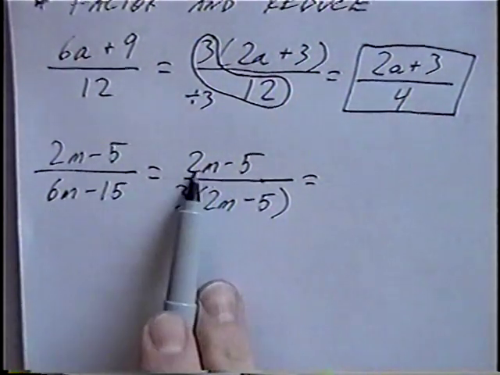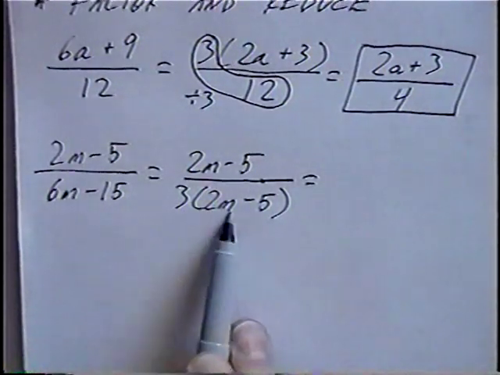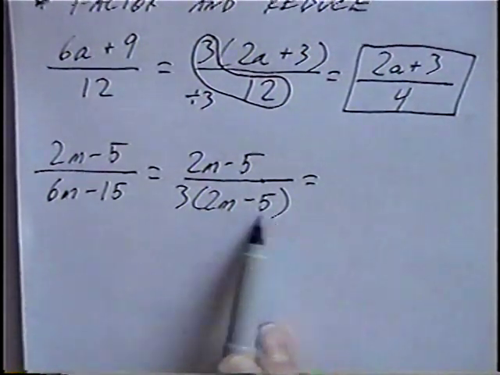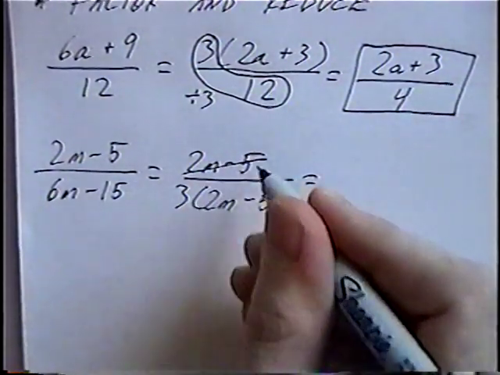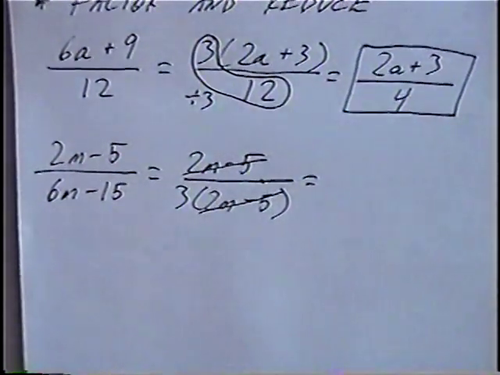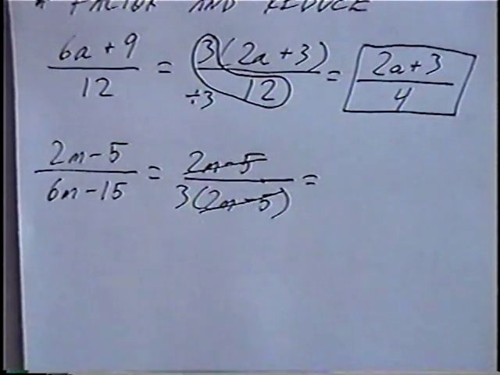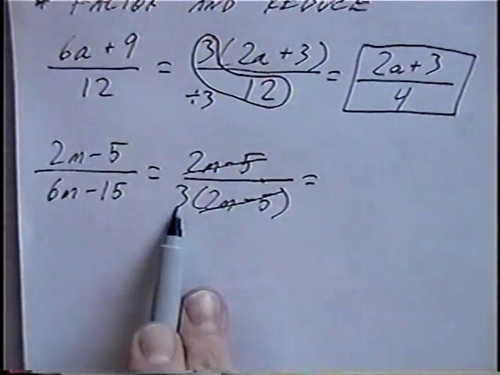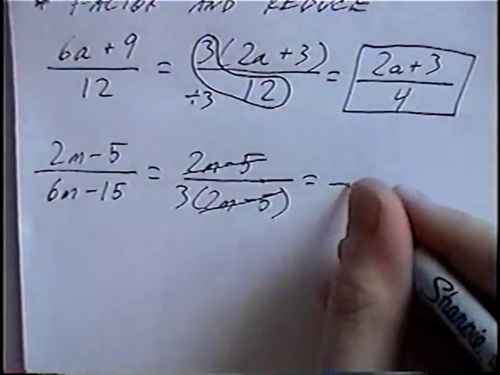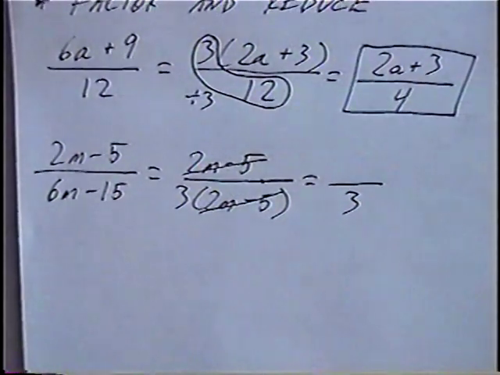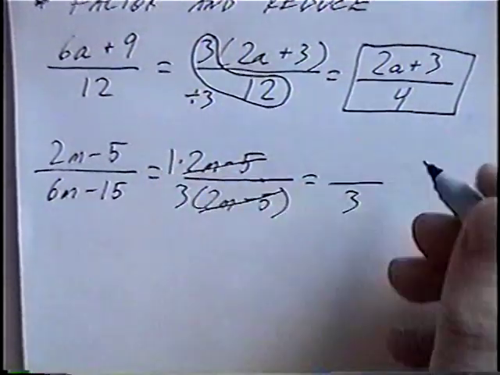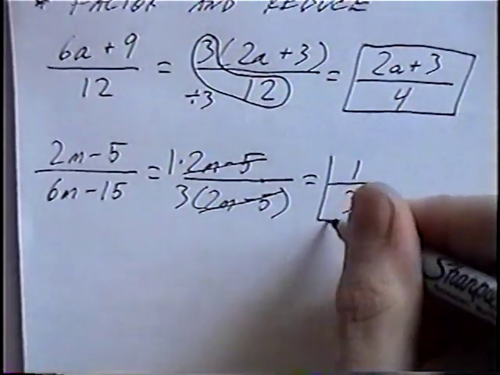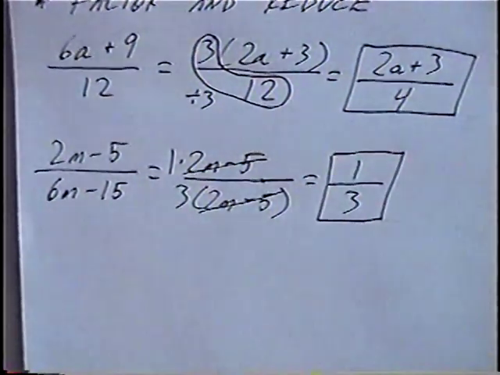In this problem we have the same term, 2m minus 5, on the top and the same term, 2m minus 5, on the bottom. Both are exactly the same, so we can divide those or cancel those out. For the final answer, we have a 3 on the denominator, or bottom of the fraction. There's no number left on top, but if there's no number left on top, it's kind of like an imaginary 1. So your final answer would be 1 over 3.